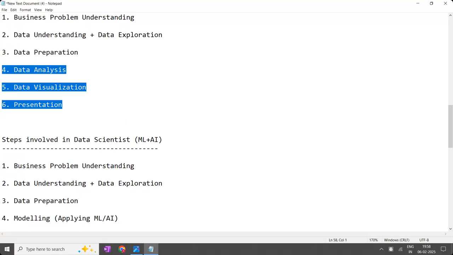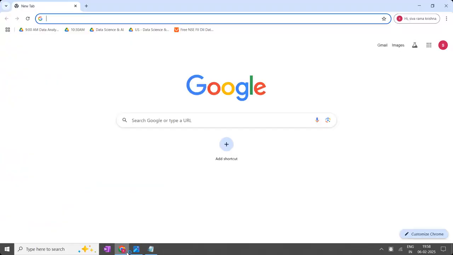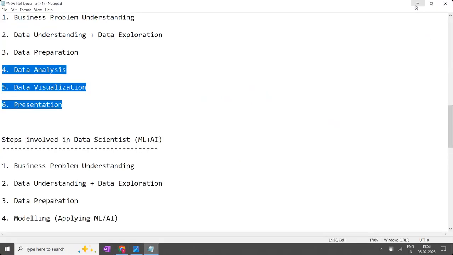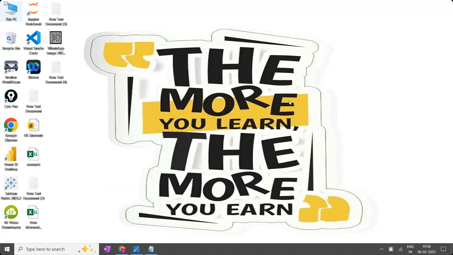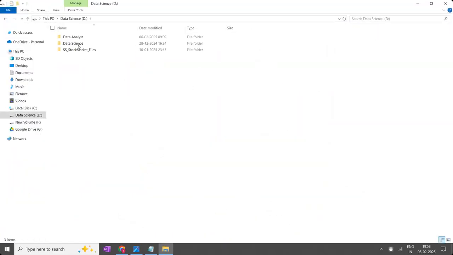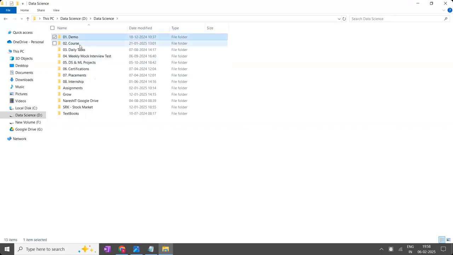Now, sir, could you explain with a real-life example, a small example? Okay, now let us take it like this. First, I'll go with one real-time project. Just let me go with one project, and I'll explain the difference between the data scientist and the data analyst.